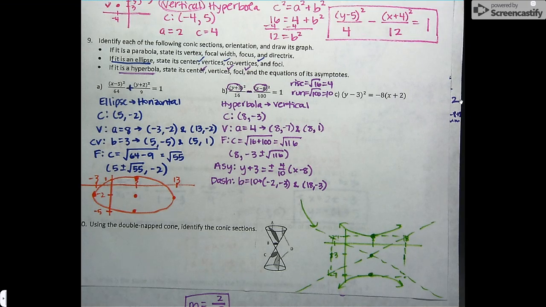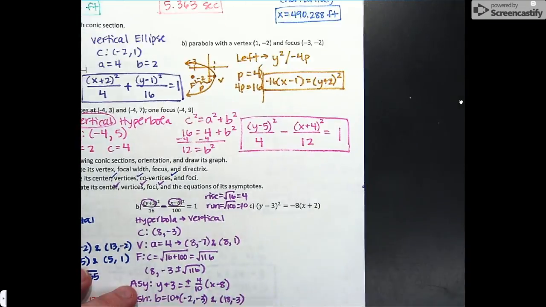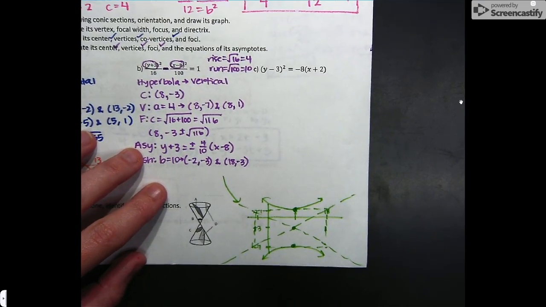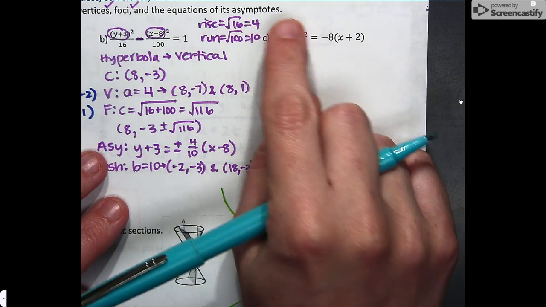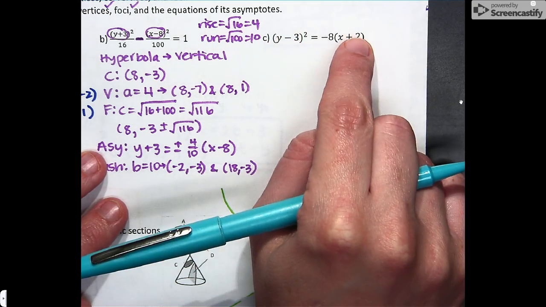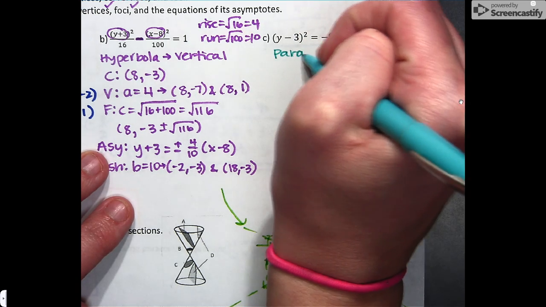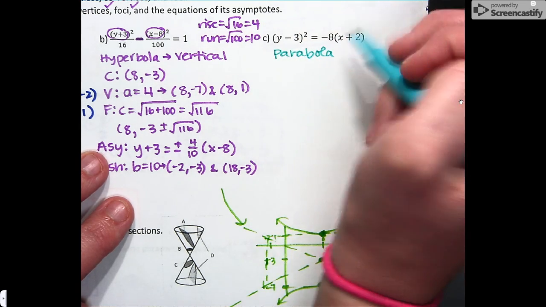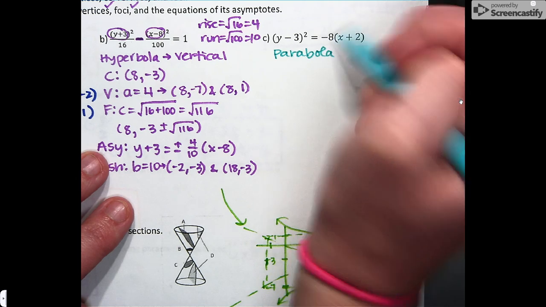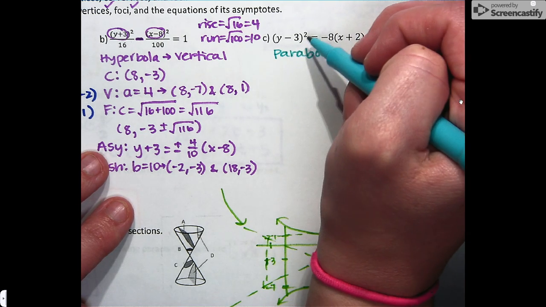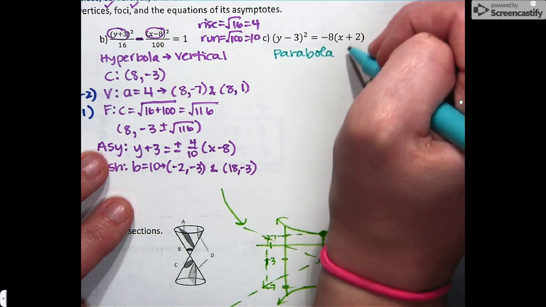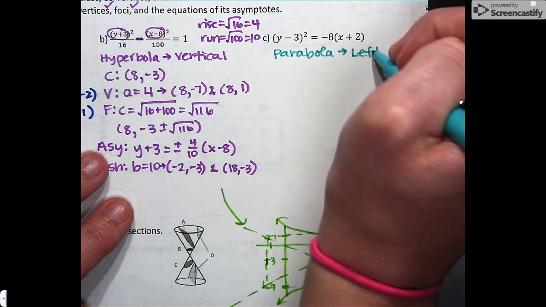All right, so last video, letter C. So letter C, you should be able to look at that and know that that is a parabola. The reason why is it only has one squared term. It's only one squared term that is going to be our parabola. Since y is being squared and it's negative, well, first of all, y squared is left or right. Since it's negative, this is facing left.